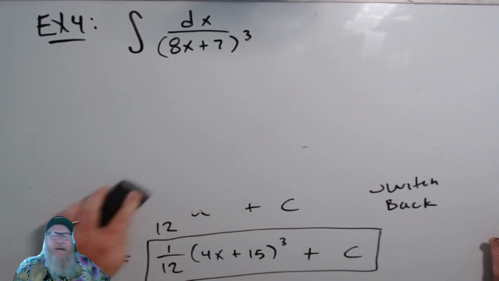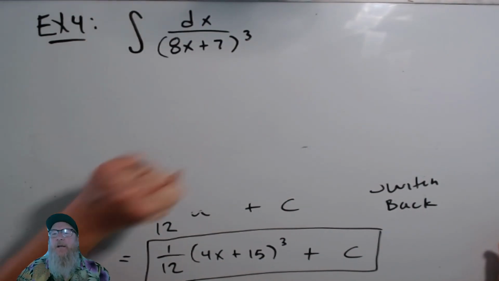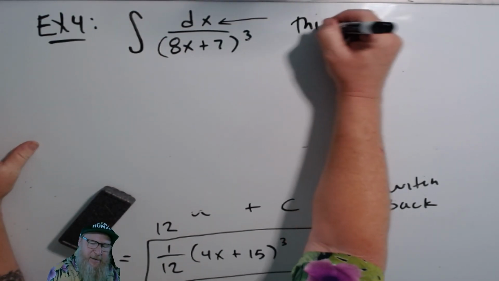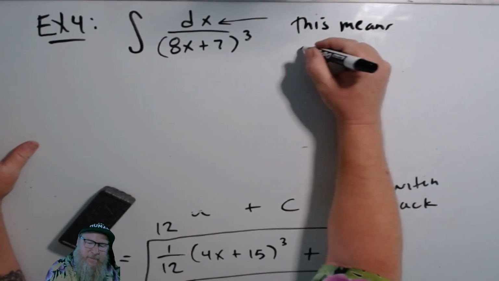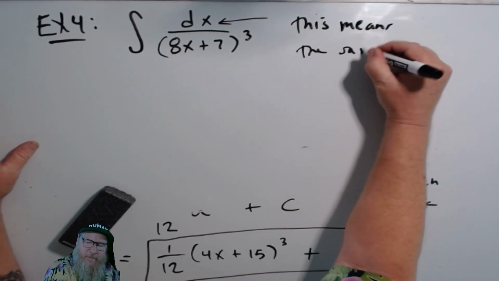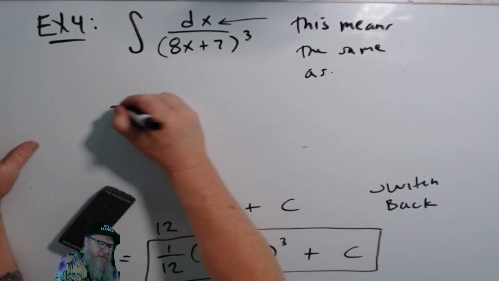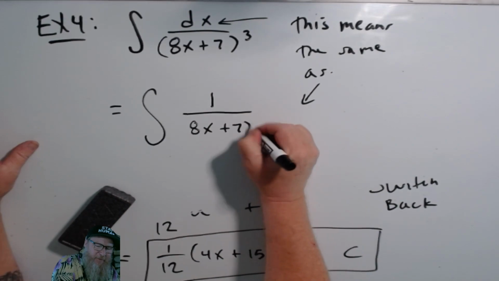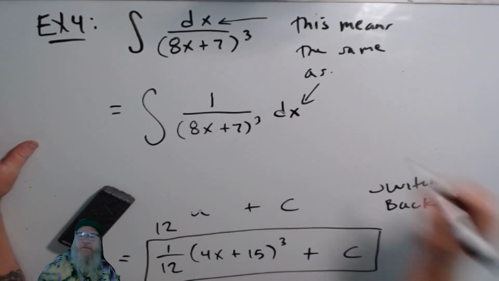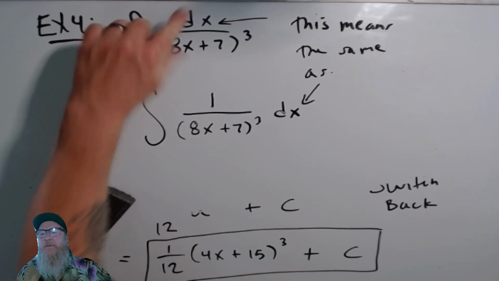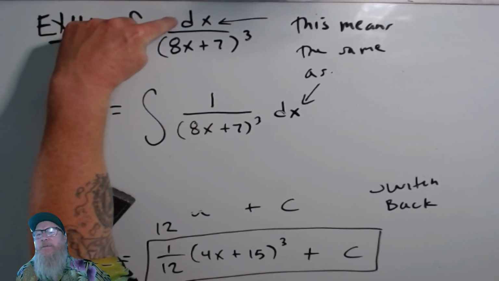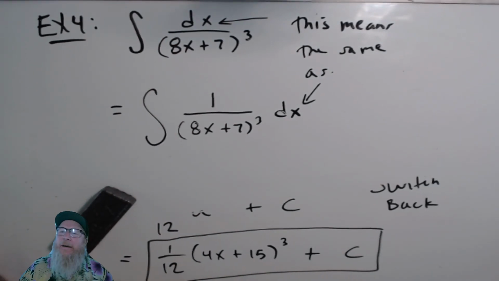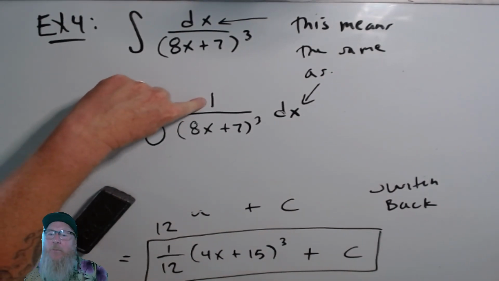So sometimes when we have a fraction, we write the dx on the top. This means the same thing. One over (8x plus 7) cubed with a dx off to the side. Typically this only happens with fractions. We sometimes put the dx in the numerator when there's nothing else in the numerator. And by nothing, I mean 1.